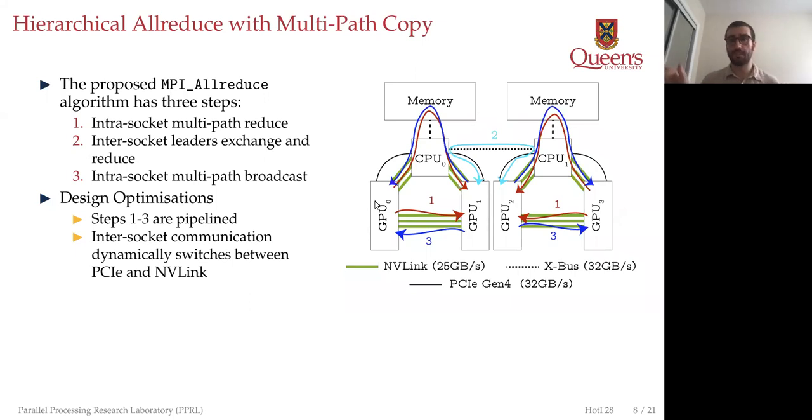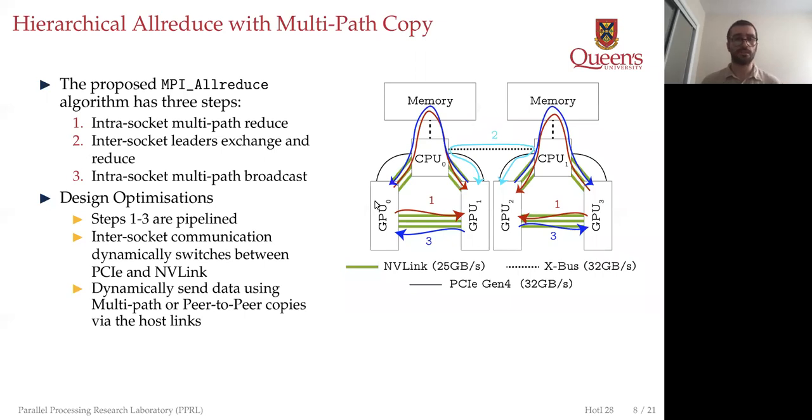But as XBus is the limitation when transferring between the two sockets and not NVLink or PCIe, switching between the two doesn't really impact the performance in terms of micro benchmarks, but we'll explain why we did that in a second. And then another thing we did is we noticed using our multipath copy, sometimes there'll be some congestion. So we disabled it when appropriate and just use the direct peer-to-peer copy. So the reason we did this dynamic switching was to minimize intra-socket congestion and to also alleviate some of the issues with inter-socket congestion.